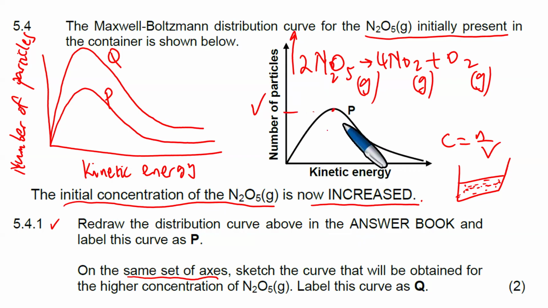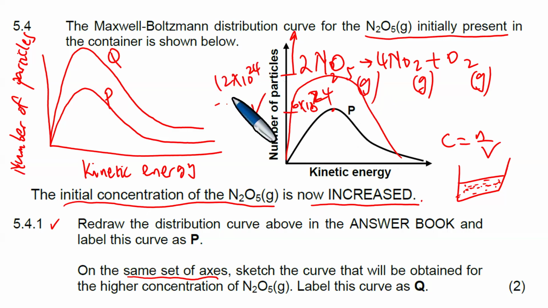Whatever the case, suppose there were 6 times 10 to the 24, something like that, that's reasonable. Now if you increase it, you have more, like 12 times 10 to the 24. So there's an increase. The number of particles is greater and the graph must be above. The graph must be on top.